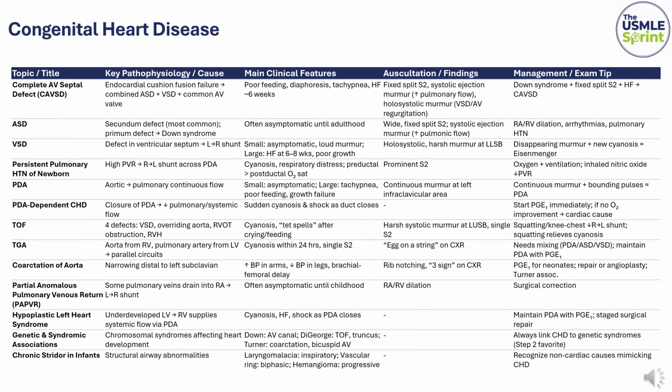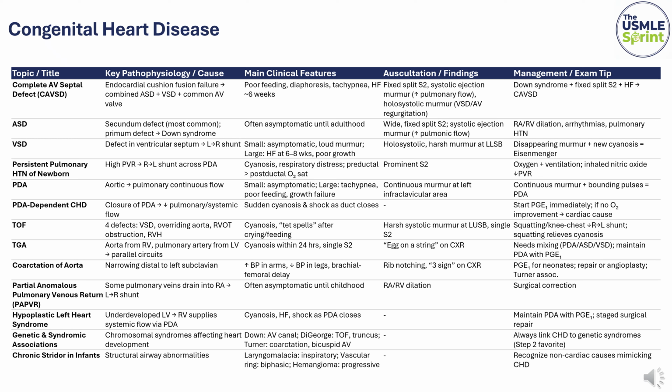Alright, let's wrap this up with a few key takeaways. When you see a blue baby, first decide if it's central or peripheral cyanosis. If it's central, do the hyperoxia test. If oxygen improves saturation, it's pulmonary. If not, it's cardiac. Start prostaglandin E1 if you suspect a duct-dependent lesion.